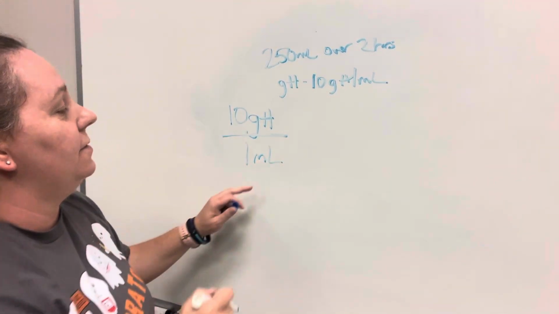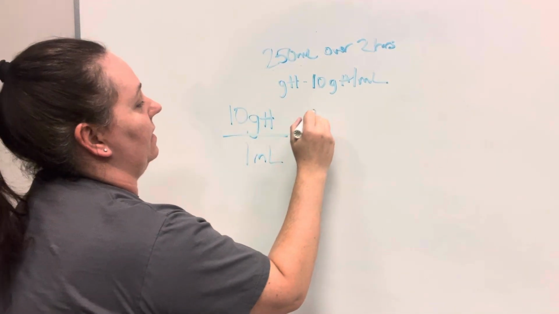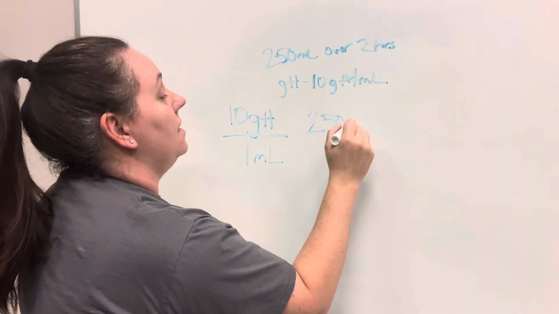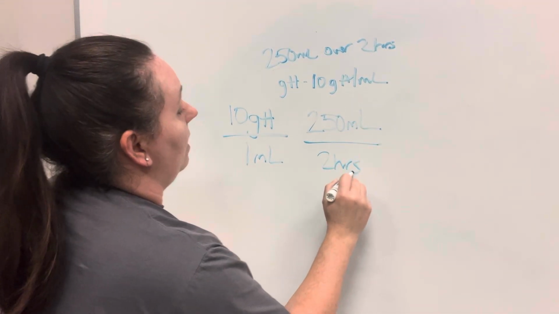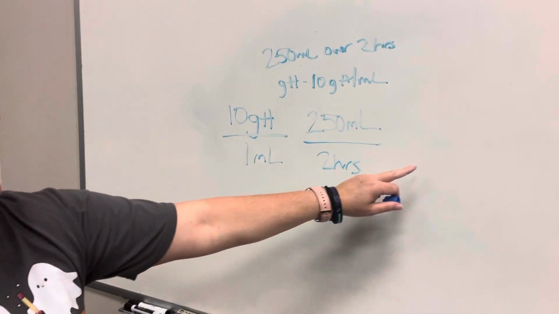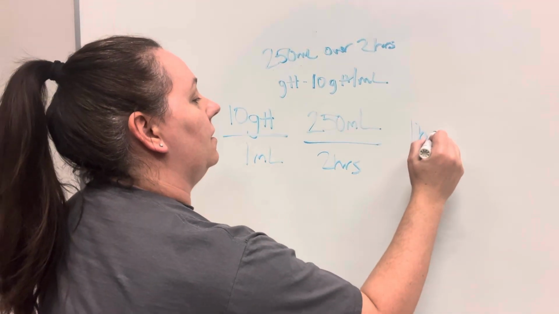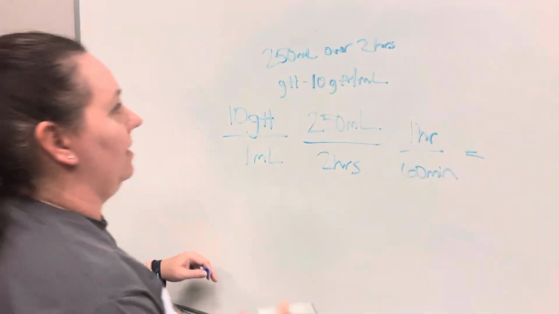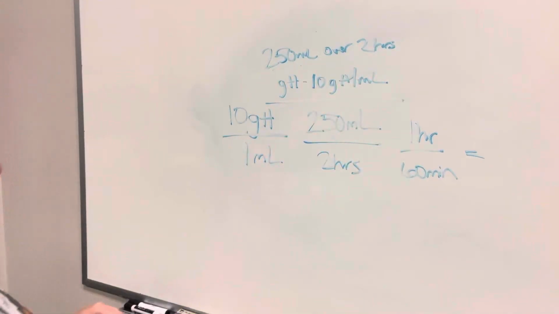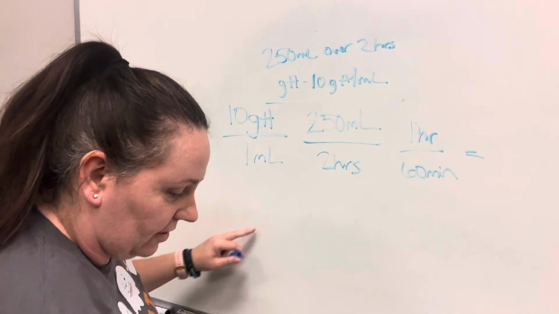Okay, and then what else do we have that's milliliter to go over here as our numerator? That's going to be the 250. That's our volume to be infused. So 250 milliliters, we're going to give that over 2 hours. But we're not done yet because we need minutes to be our denominator over here. So we know that 1 hour equals 60 minutes. Then everything that's pertinent is in our equation here, and we just multiply across the numerator and denominator so that we can get our answer.